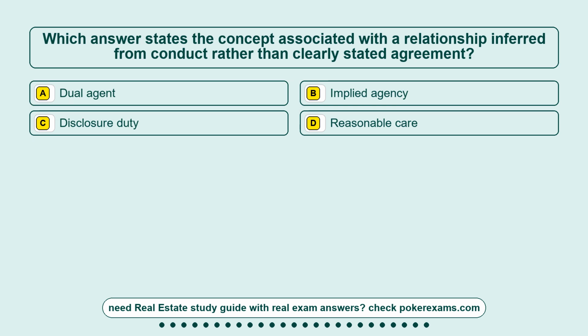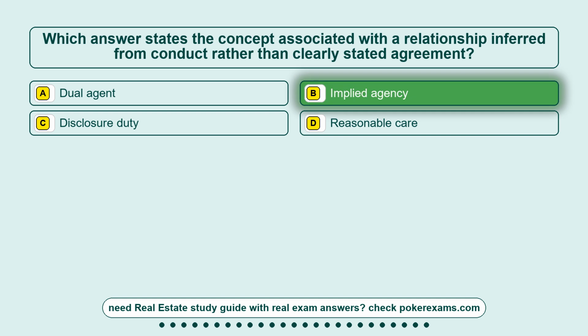Question 22. Which answer states the concept associated with a relationship inferred from conduct rather than clearly stated agreement? Option A, dual agent. Option B, implied agency. Option C, disclosure duty. Option D, reasonable care. The correct answer is option B, implied agency.